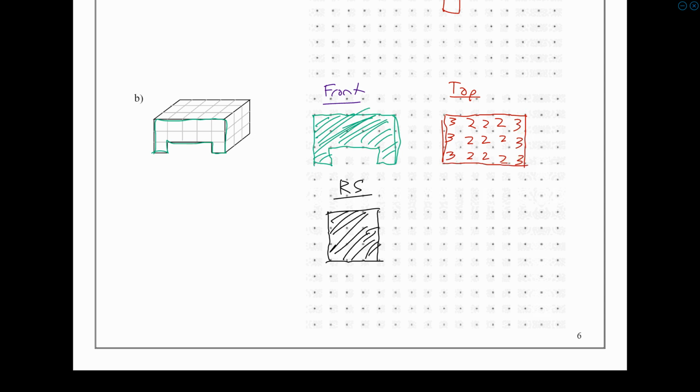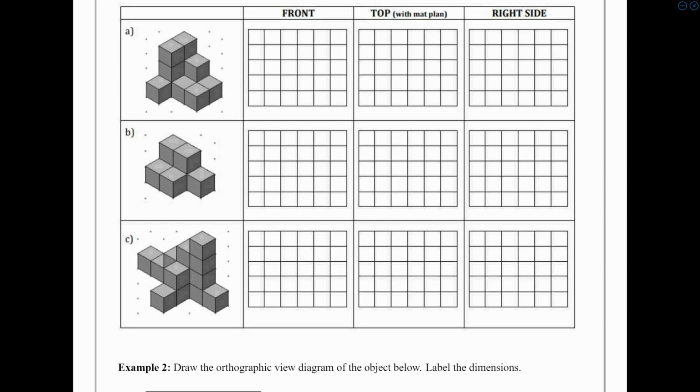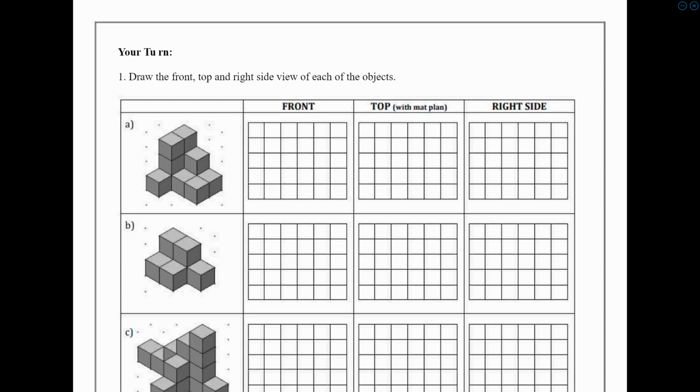So these are orthographic views, how you do those. On your unit test for this unit and on your final exam, this is one thing you have to do, is basically take a 3D object, give the 3 views out. Okay? So, take a moment, try to do these. See if you can do front, top, and right side. When it says with map plan, all that map plan means is the numbers. Right, so see if you can do this.